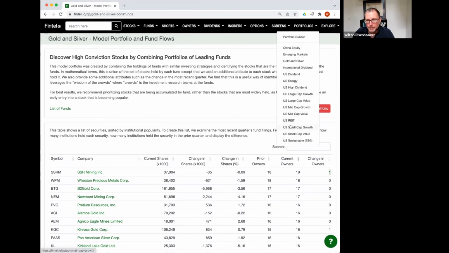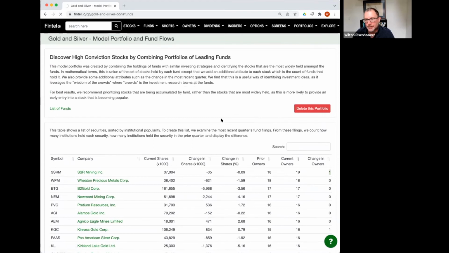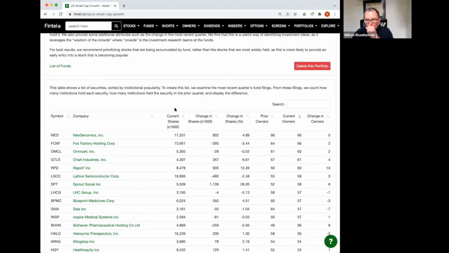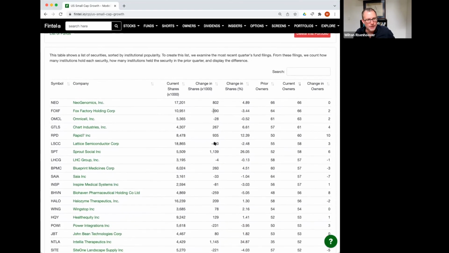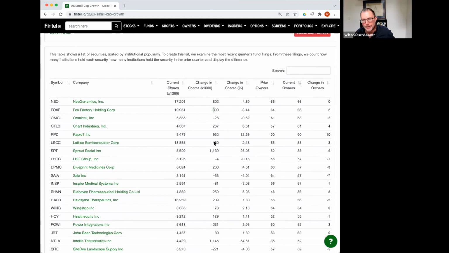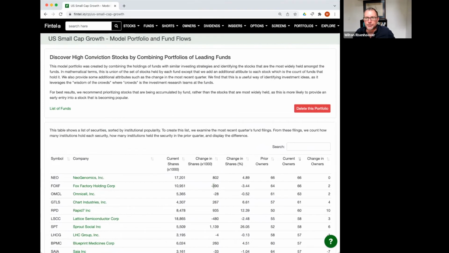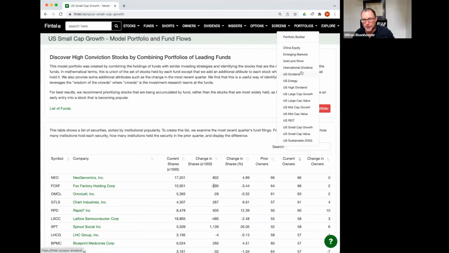Let's take a look at small cap growth. Let's see what the small cap growth companies are looking at. So here you have a scenario where 66 of our small cap growth funds have a position in NeoGenomics. That's more than anybody else except for Fox Factory Holding. And Fox Factory Holding actually declined the number of shares a little bit. Okay, so if you're looking for ideas, you can look at these fund intersect tools, these model portfolios.